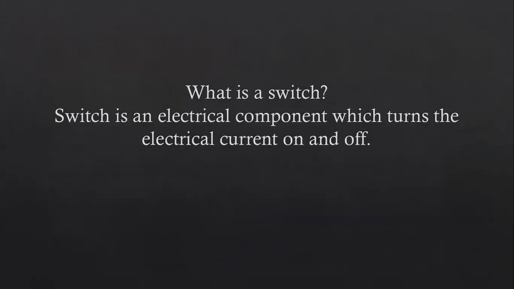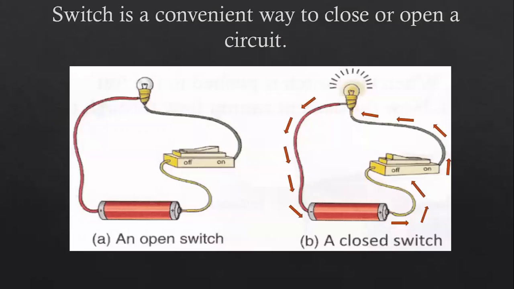What is a switch? A switch is an electrical component which turns the electrical current on and off. You have already learned about the electrical components that can be used in a simple circuit. A switch is also another type of electrical component that is used to control the flow of electricity. So I would like to say that a switch is a convenient way to close or open the circuit. This is exactly what happens when you switch on and off the light switch.